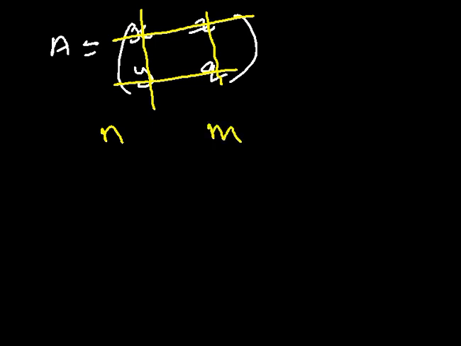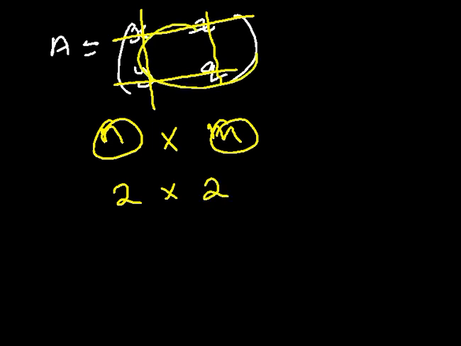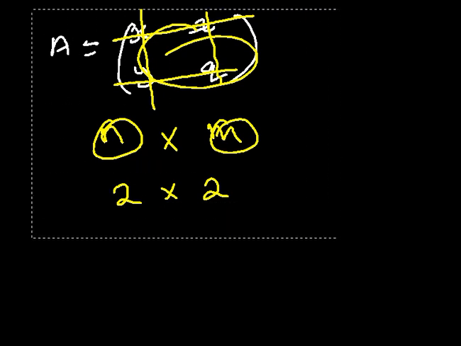Now the order of the matrix A is given as n by M, which is given as 2 by 2. Now this is what we call the 2 by 2 matrix, because it contains 2 rows and also 2 columns. By the way, the first number shows the number of rows and the second number shows the number of columns.